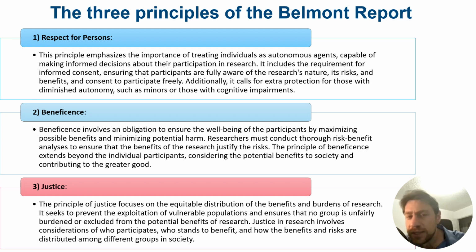Okay, so we see the idea of informed consent being fleshed out. People need information about the study and must be able to give consent freely. And also extra protection for people with diminished capacities due to age, whether very young or very old, or people with other sorts of cognitive deficits or impairments.